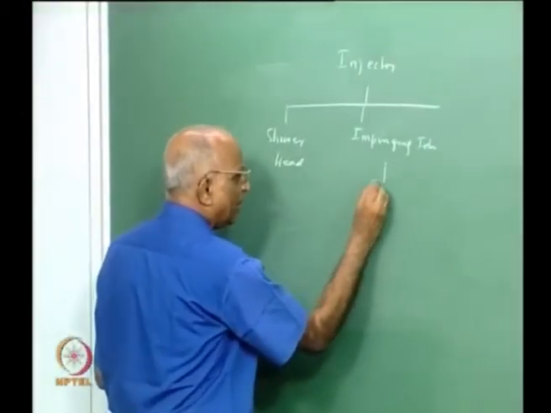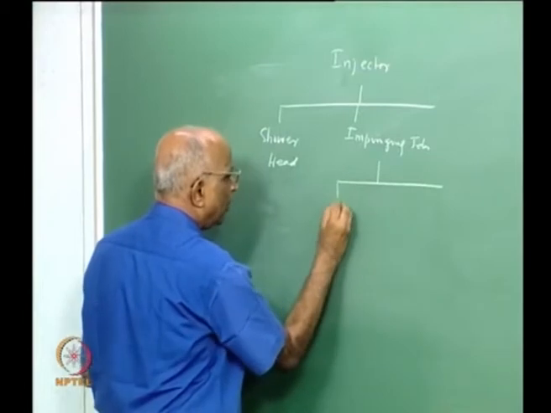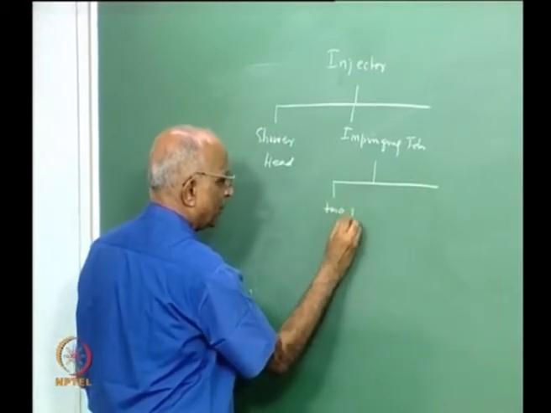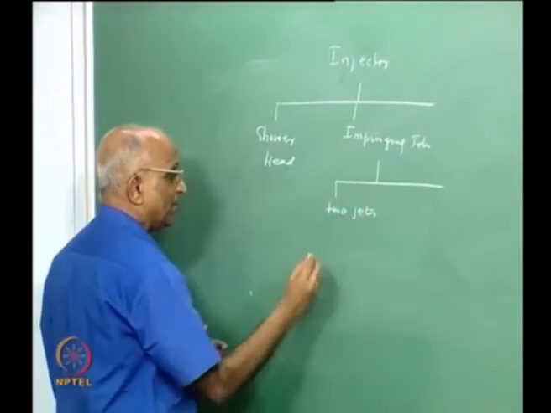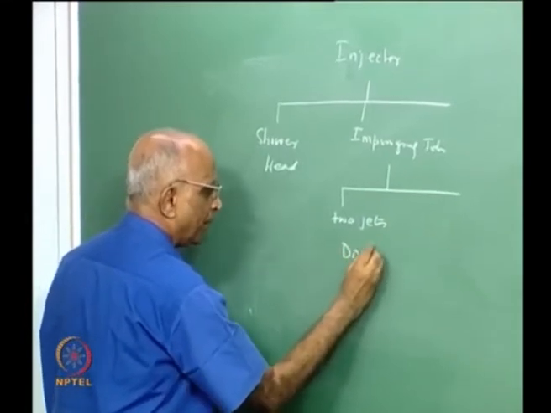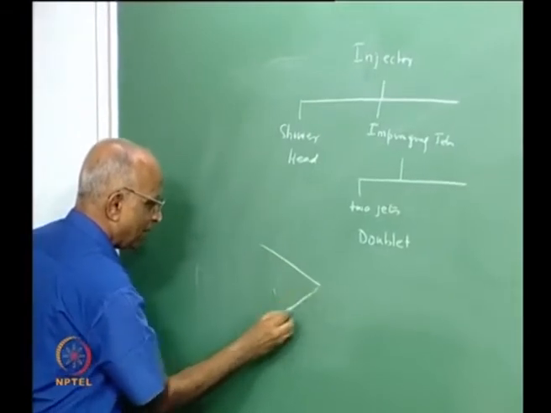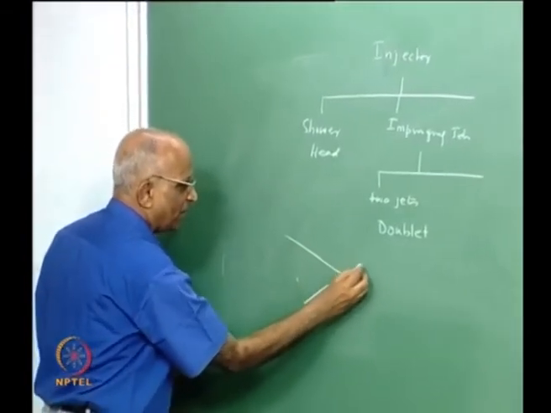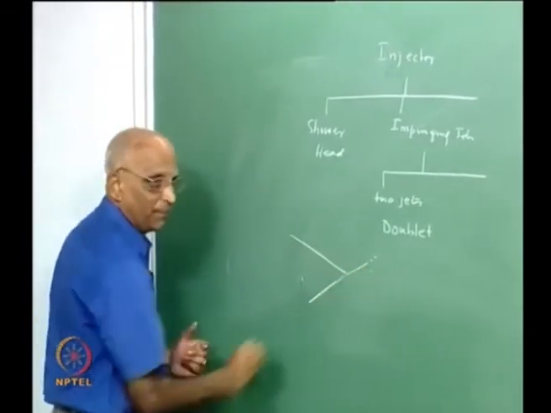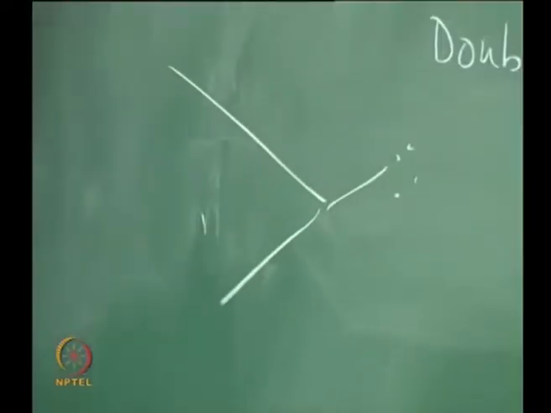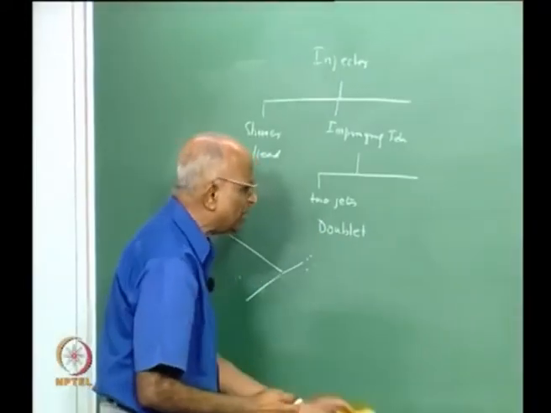What we get, we will just say impinging jets. Therefore, impinging jet could either be two jets impinging on each other. When we say two jets, we call it a doublet, because you have two of them. That means, I have one jet, I have another jet, I have a fan, and this fan breaks into droplets over here. I call it a doublet, but instead of that, I could even use a single jet.